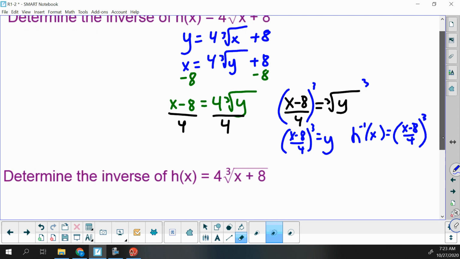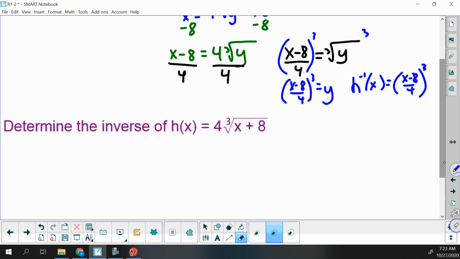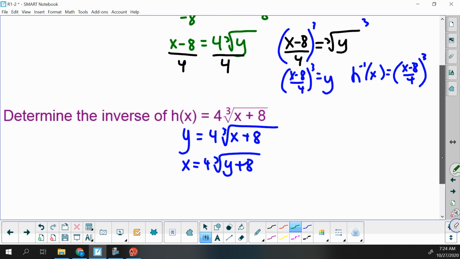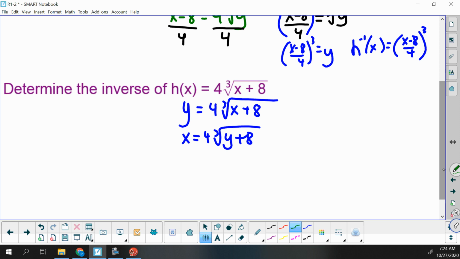Well, let's see what the difference is now when the plus 8 is on the inside. So our original, we'll just write that with our y to start out. We'll switch the x and the y. And in this case, there wasn't any addition and subtraction on the outside, so we do the divide by 4 first.